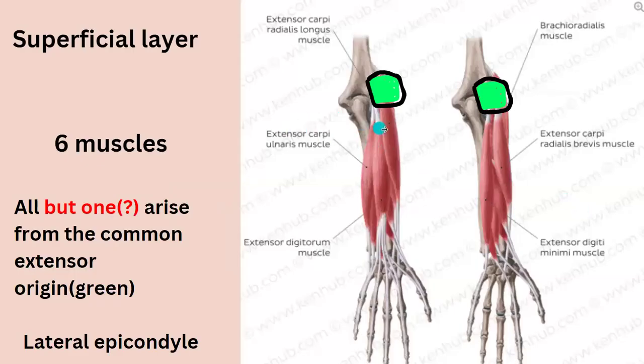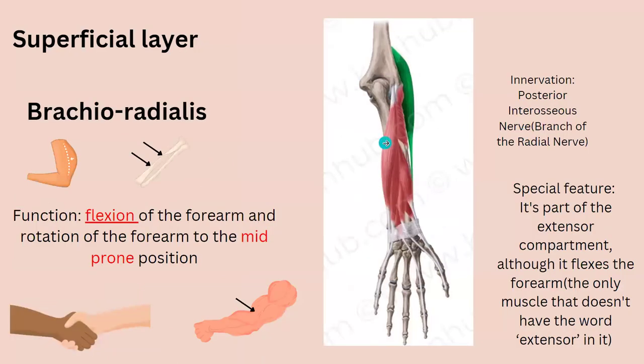Again, similar to the flexor compartment's superficial layer, we have a common extensor origin, which is on the lateral epicondyle. If you remember, the common flexor origin was on the medial epicondyle, while the common extensor origin is for the extensors in the posterior compartment of the forearm. We have 6 muscles in the superficial layer. This right here just shows the common extensor origin. Now we'll start going through the 6 muscles. Firstly, we have the brachioradialis.